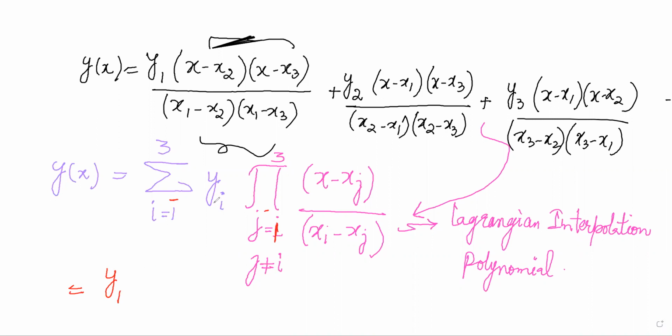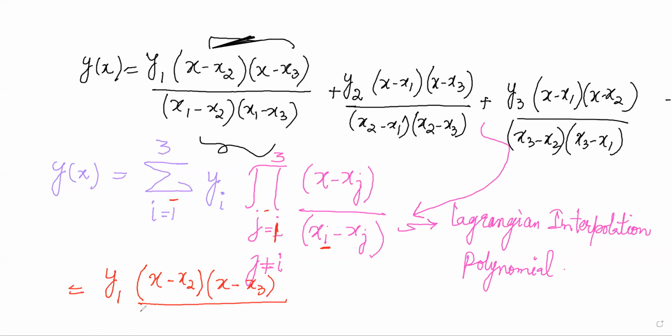Then once you have given i the value 1, stop, take the product. Then you have x minus, so j also starts its value from 1, but j should not be equal to 1, so it will be x minus x2. Then take the rest of the terms, x minus x3. If you have 4 terms, you can go ahead, divided by xi minus xj. Your i cannot be equal to j.